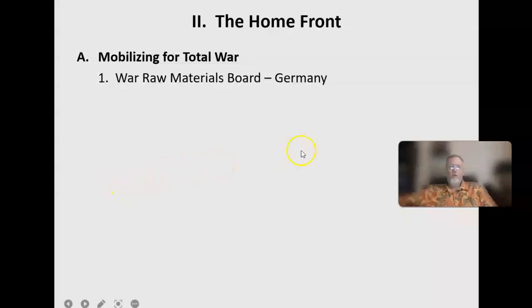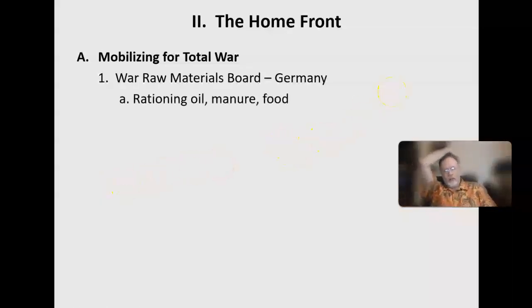Become much more about war, about materials and supplies and food and morale and family. A lot of examples of this. The German government established the Raw Materials Board, for instance. It inventoried everything from oil to manure, fertilizer. It rationed everything.